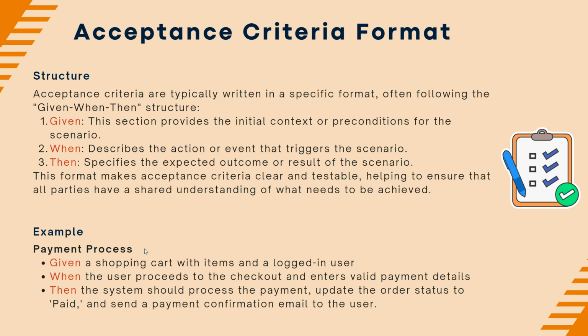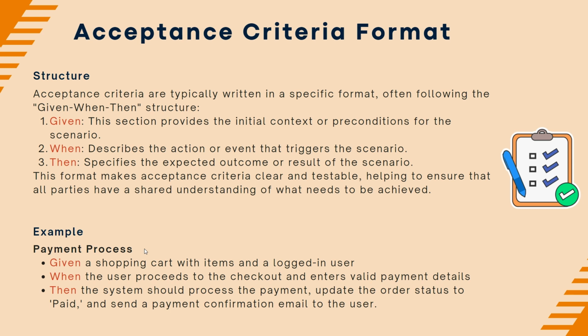So in your system, after the payment succeeds, you have to update the order status to paid, and then send a payment confirmation email to the user. You have to trigger one email to the user saying thank you for your payment. Your payment has been received, or whatever the content is. So that's another example of acceptance criteria.